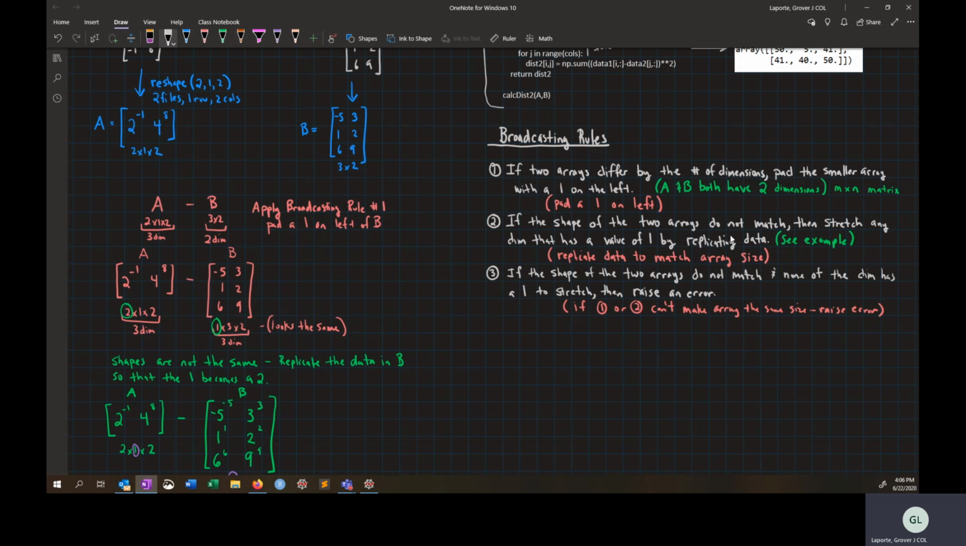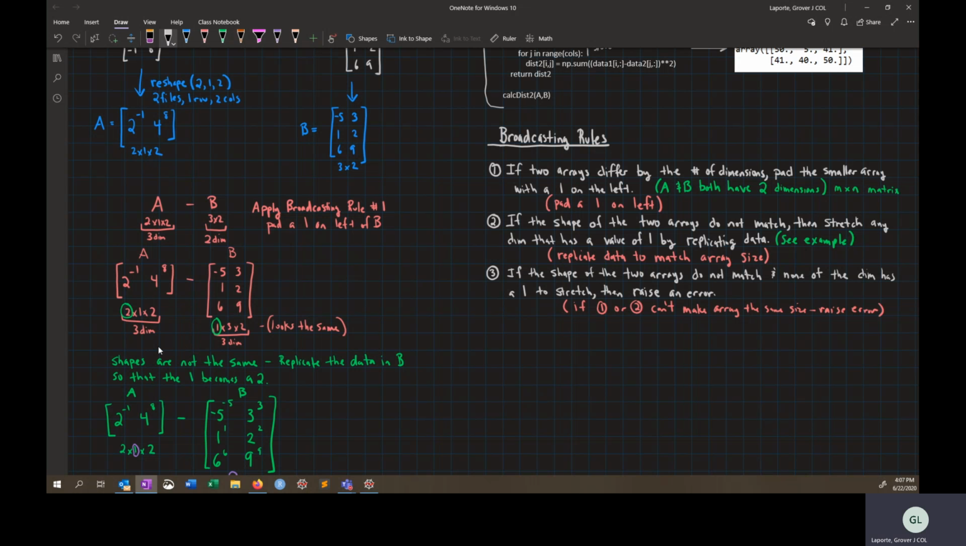So if the shape of the 2 arrays do not match, the shape meaning the numbers in this, so if you go A dot shape, it'll give you 2, 1, 2. If you did B dot shape, it'd give you 1, 3, 2. They don't match. And the way that I stretch it is I replicate. So I kind of give you the red code here that just means replicate the data to make the shapes match. Pad of 1 is all I'm using for this second broadcast rule. The third broadcast rule is if 1 and 2 can't make the array the same size, then raise an error.